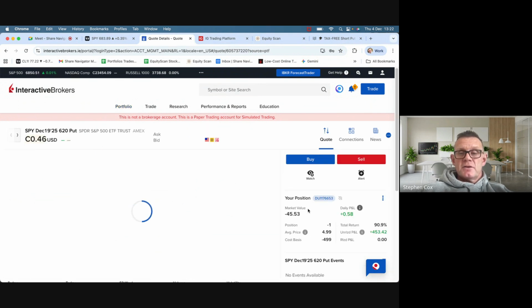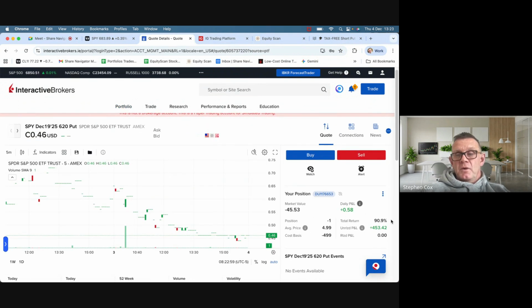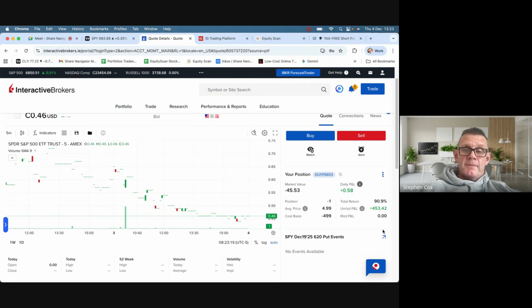And again, just to go through the numbers, we've made 91% of our max profit here. So we took in $499 for insurance on SPY to the value of 620. That insurance contract is only worth 45 now. So in essence, we could buy ourselves back out of that for $45 and make a clear profit. So I'm going to do that today. That's going to be shut down.